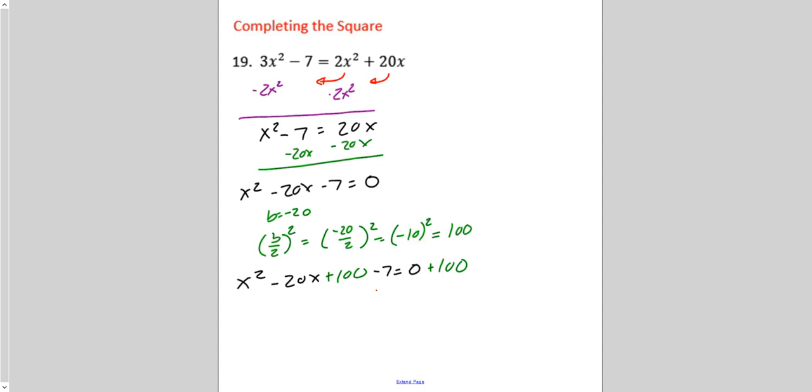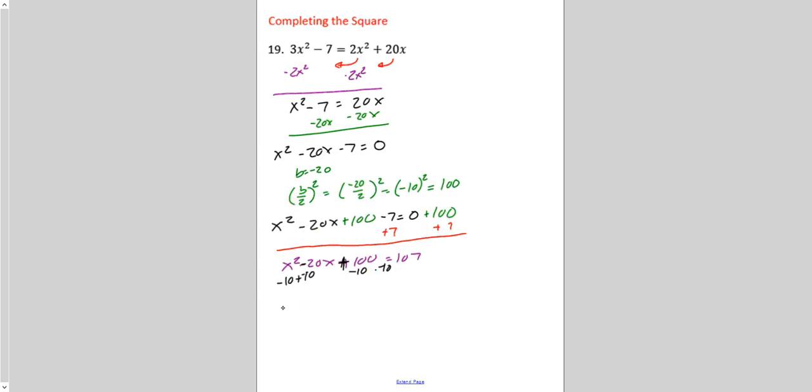Now I like to go ahead and move my 7 to the other side. And I will have x squared minus 20x plus 100 equals 107. Like before, we're going to go ahead and factor it. Now we have a positive 100 but a negative 20. So I'm going to need negative 10 times negative 10, which gives me a positive 100, and negative 10 plus negative 10 gives me a negative 20.